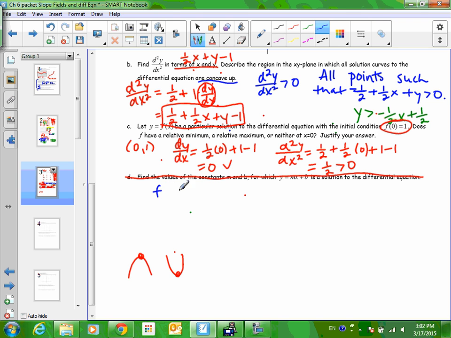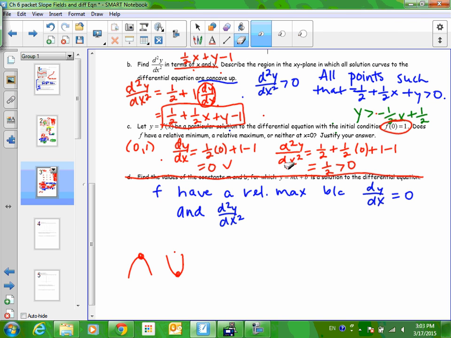So what does f have? What do you guys think? How do you know that? We know that because dy over dx is 0. That had to happen. And we know that the second derivative is positive. Oh, it's not a max. Sorry, it's been a long day.